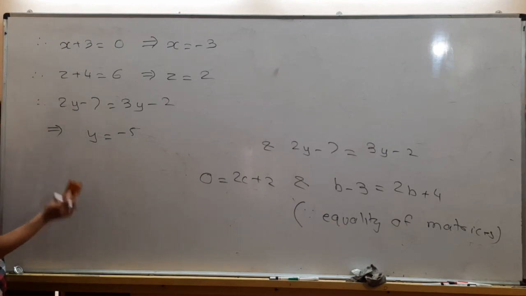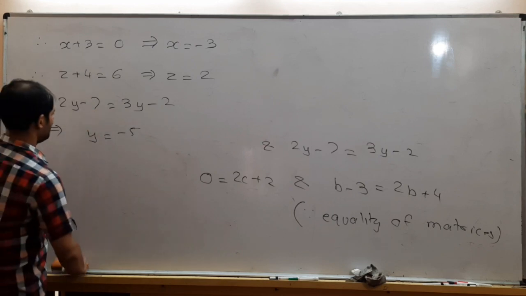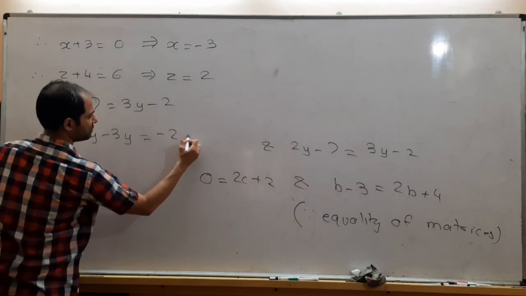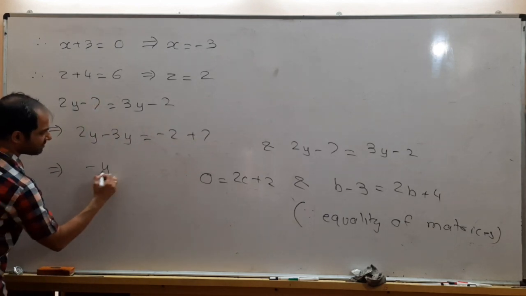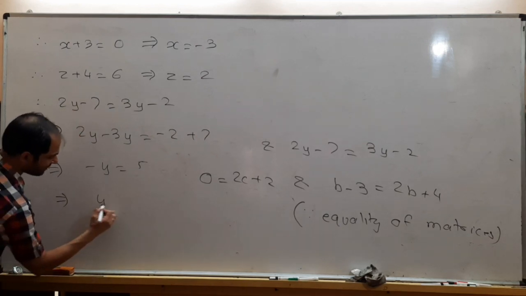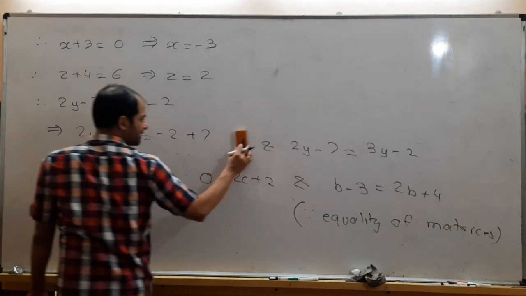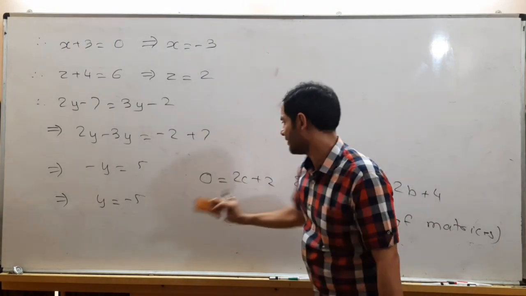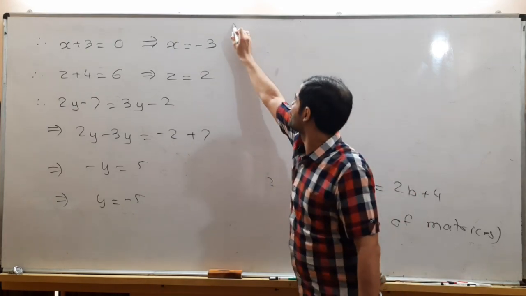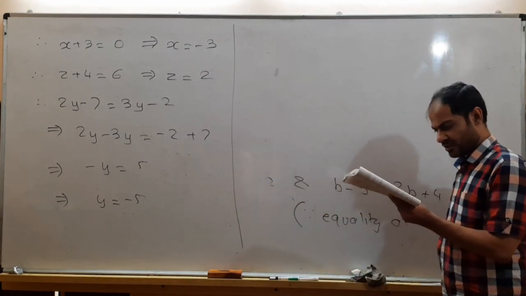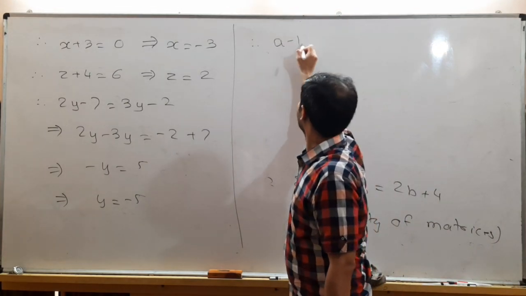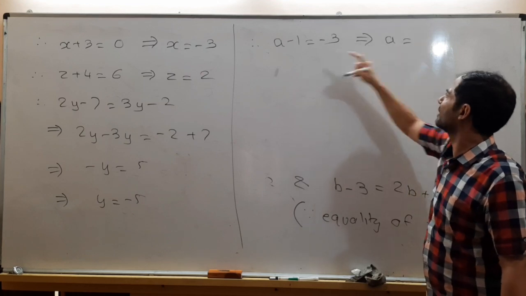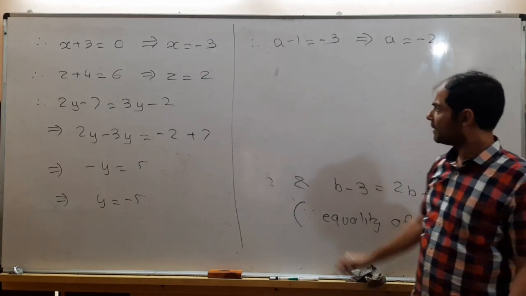Suppose someone wants to write something like this, I will write 2y minus 3y is minus 2 plus 7, implies minus y is 5, implies y is minus 5. So the three unknowns we have found, x, z and y. Now for the three unknowns remaining, one equation was a minus 1, which was minus 3, so a minus 1 is equal to minus 3. That implies directly a is equal to minus 3 plus 1, minus 2.